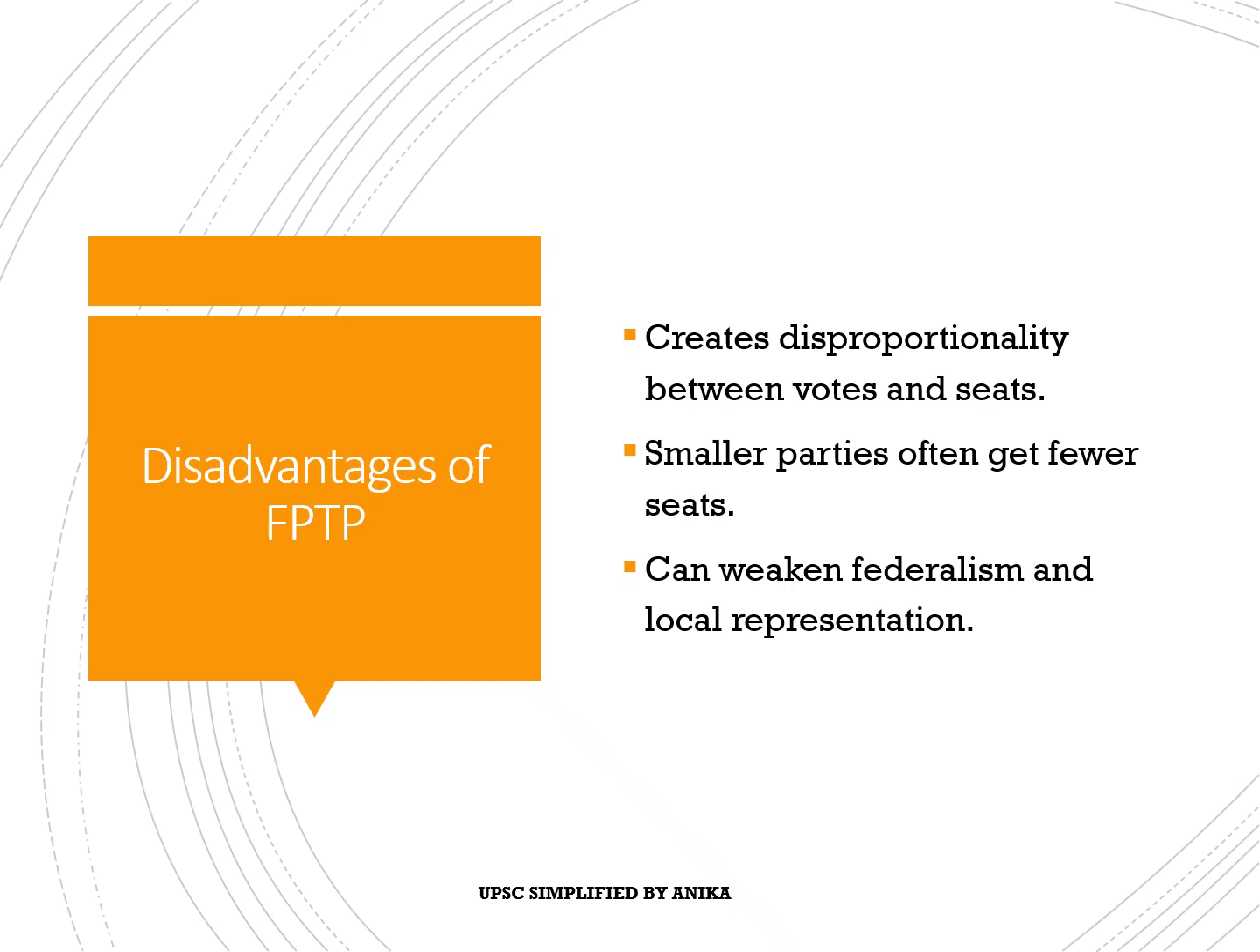Now, disadvantages of first past the post system. So the first one is disproportionality. The FPTP system can create a big difference between the percentage of votes received by a party and the percentage of seats it wins. Smaller parties may get fewer seats despite receiving a considerable number of votes, while larger parties may win more seats than their actual vote share.